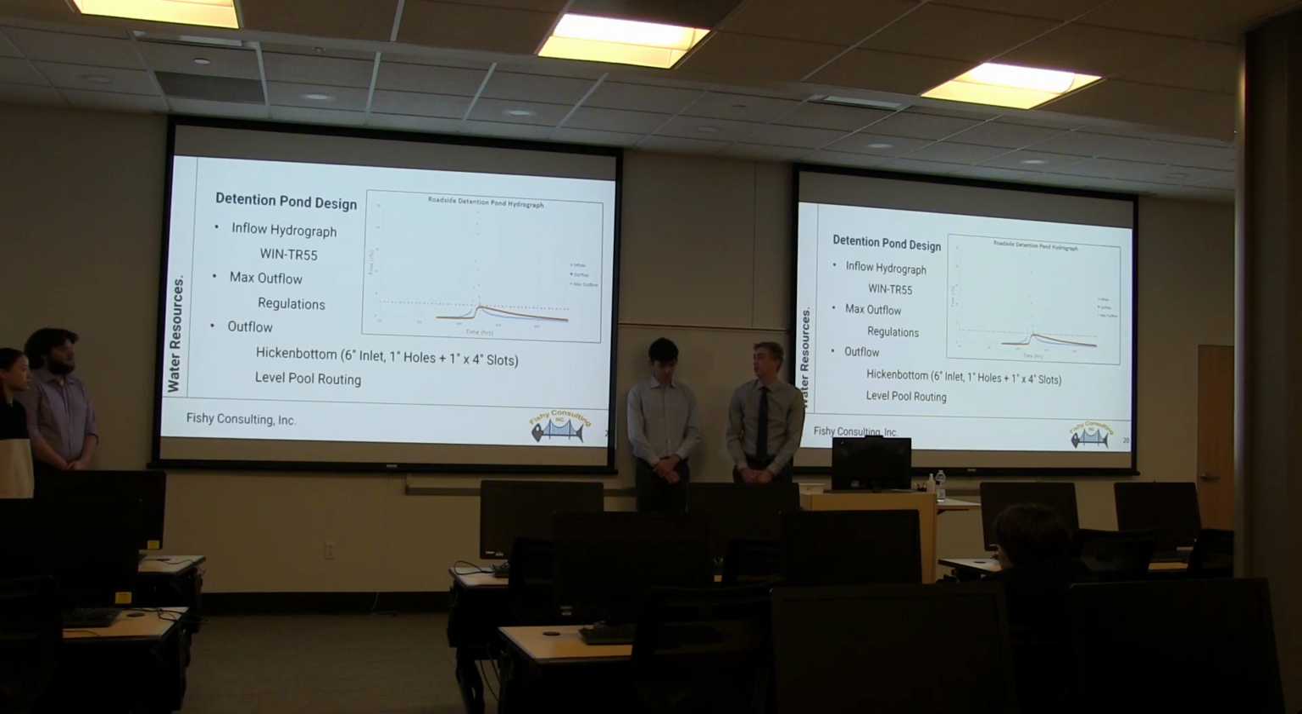Next, the maximum allowable release rate based on the city of Valparaiso regulations of 3.1 cubic feet per second was determined because the allowable release rate is 0.5 cubic feet per second per acre of developed land, and the roadway portion was 6.2 acres. And then finally, for the dry pond, a pick and bottom outflow structure was selected, and level pool routing was performed to determine that the outflow, as seen in orange, was less than the max allowable outflow.